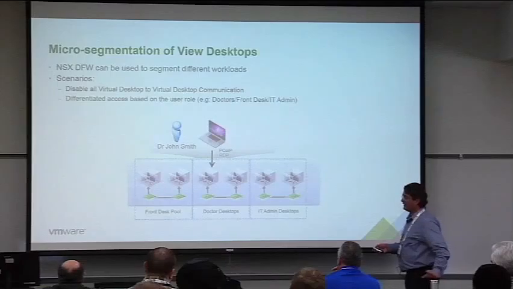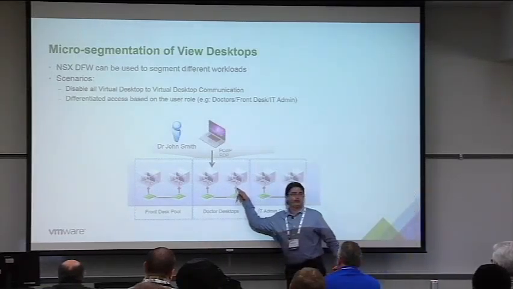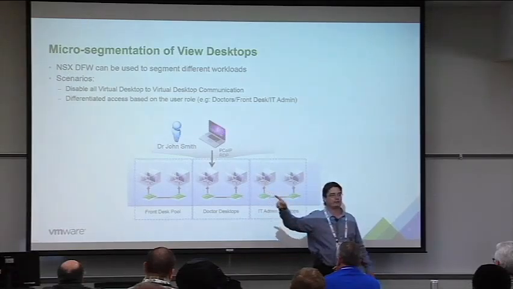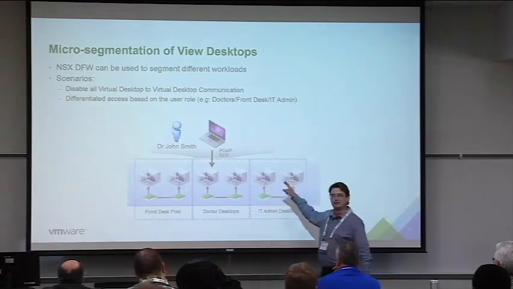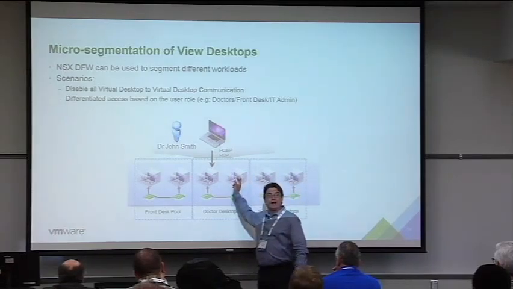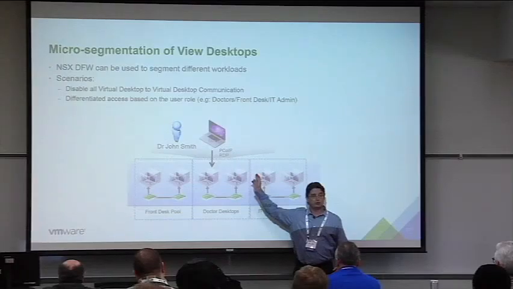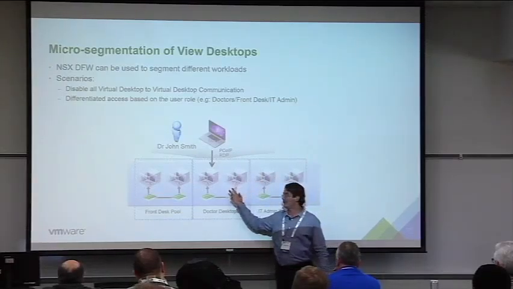I've got a firewall that exists because it's part of NSX at the individual virtual NIC of every one of my VMs. That means if I want to keep this virtual desktop from talking to any other virtual desktop on the network, I can do that. And it never touches the physical network. It's all inside of the hypervisor.